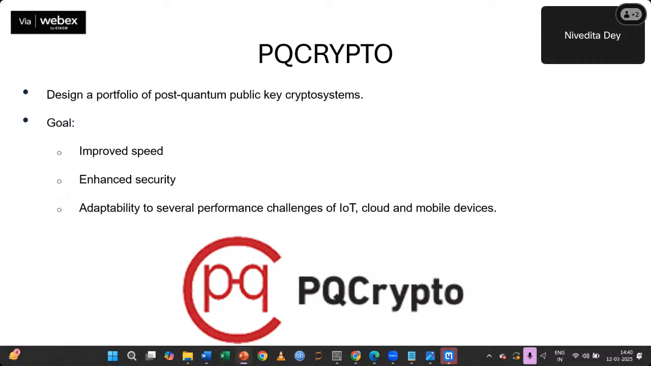So PQ Crypto is a design portfolio of post-quantum public key crypto systems. So every such agency, whatever it is, has a certain agenda. They have some specific areas to work on. So their goal is improved speed, enhanced security, and adaptability to several performance challenges of IoT, cloud, and mobile devices.